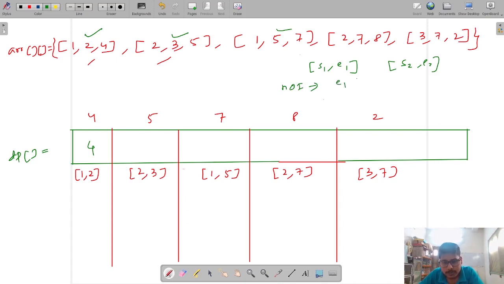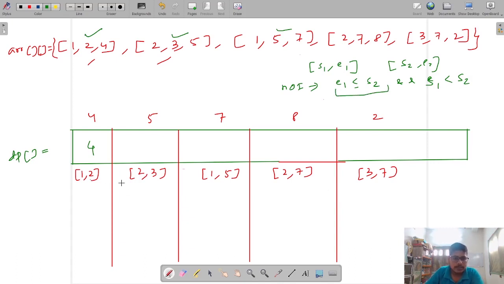E1 should be less than or equal to S2, and S1 should be less than S2. Okay. E1 should be less than or equal to S2, S1 should be less than S2. So this one is important.